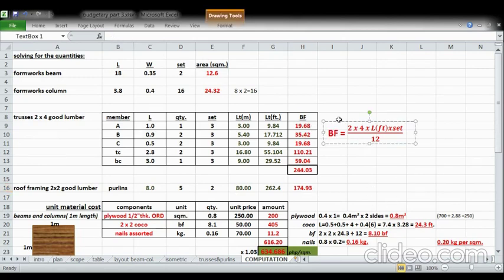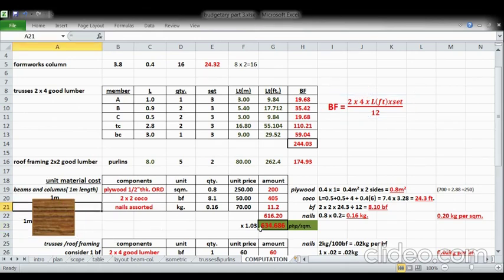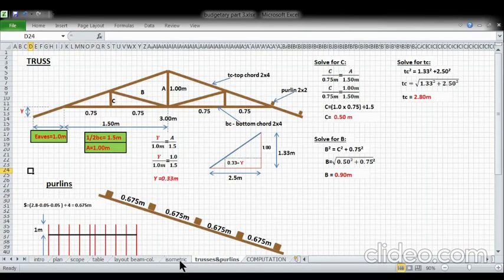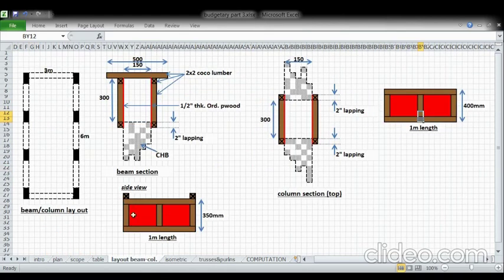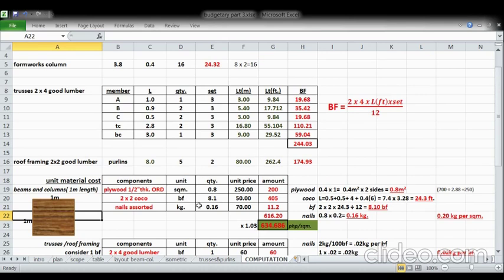Okay, ito naman yung formula. I-review nyo lang mamaya uli yung video. So, ito naman sa unit material cost, simple lang. Kung mag-consider ka lang naman 1 square meter. Okay, yun. And ito naman, ito yung 1 square meter representation. Pero ang ating consider is 1 meter length. Okay, sana hindi kayo nalilito. So, ang kinonsider natin is 1 meter length ng beam at saka ng column para madali nating ma-derive. Okay? So, i-review nyo na ulit.